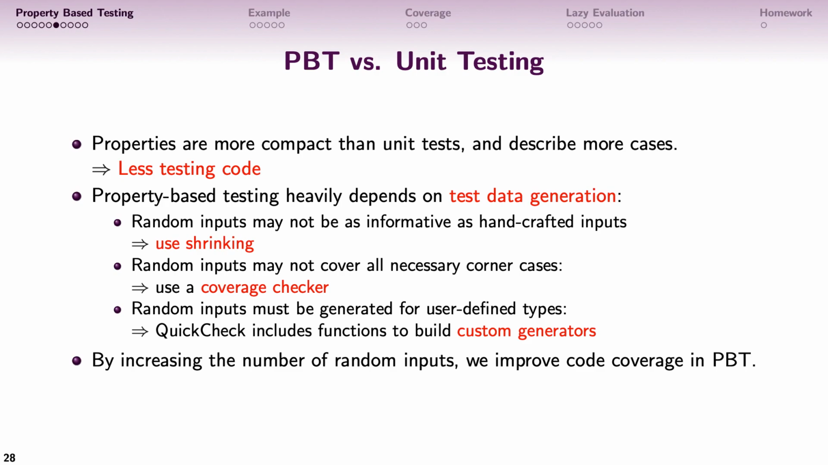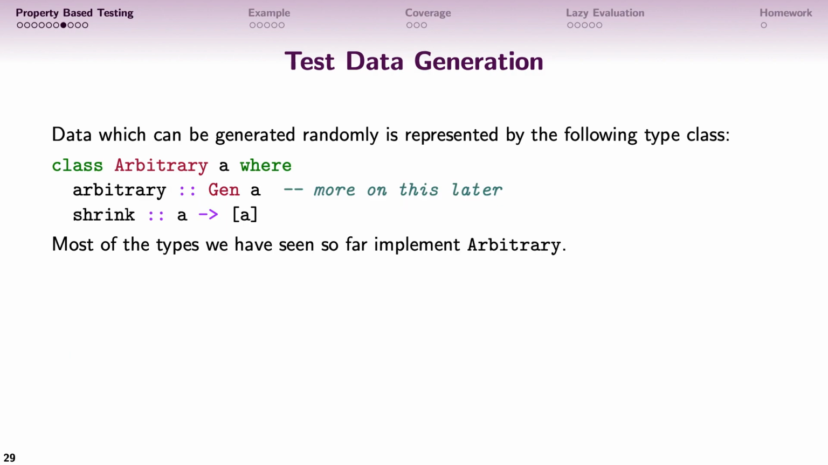Okay, so I mentioned before about shrinking. All of the possible data that you can generate randomly as inputs to your test cases are represented by this type class called Arbitrary. Arbitrary has 2 methods, or 2 functions, that you have to implement in order to be an instance of the type class Arbitrary. One is called arbitrary, lowercase, and this returns a generator of A's. I won't tell you what a generator is now, but suffice to say that it is a procedure for producing A's randomly, right? And we'll talk about that later on in the course.